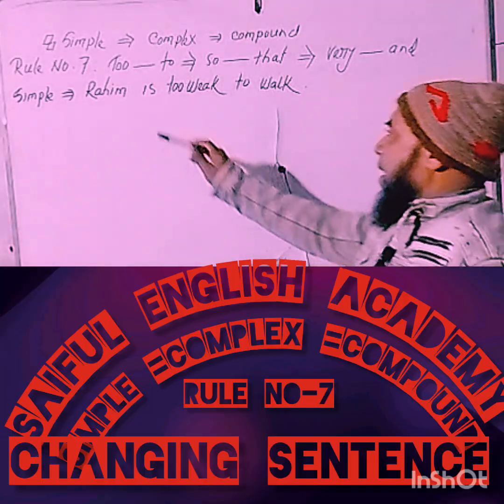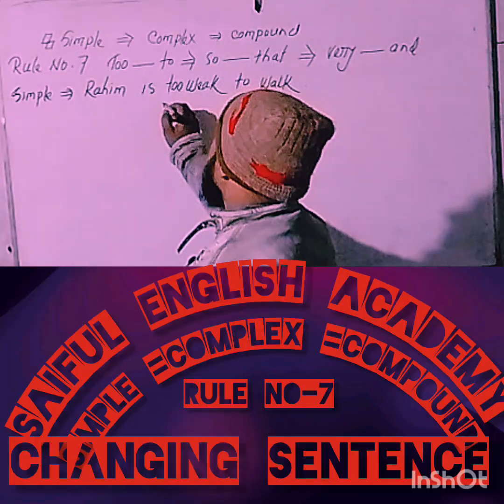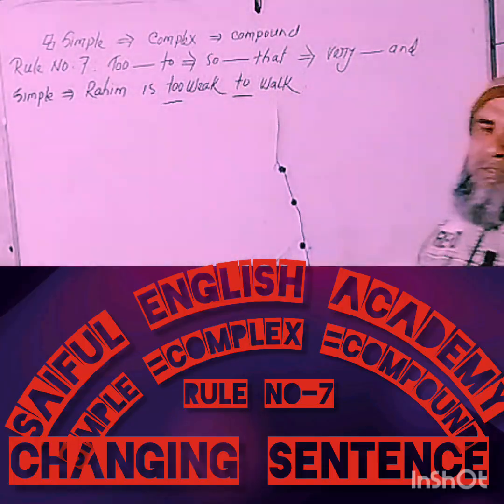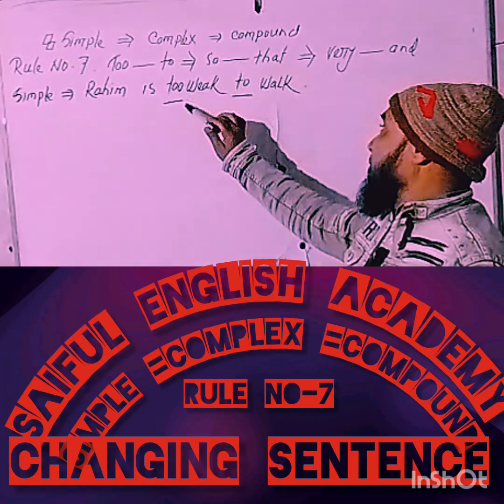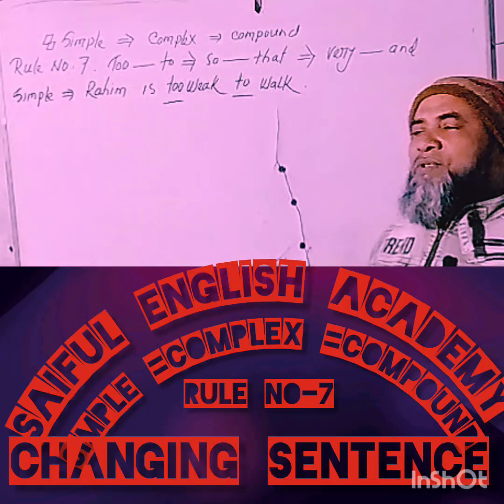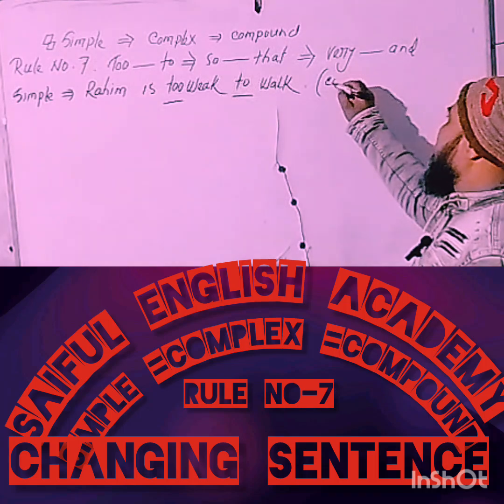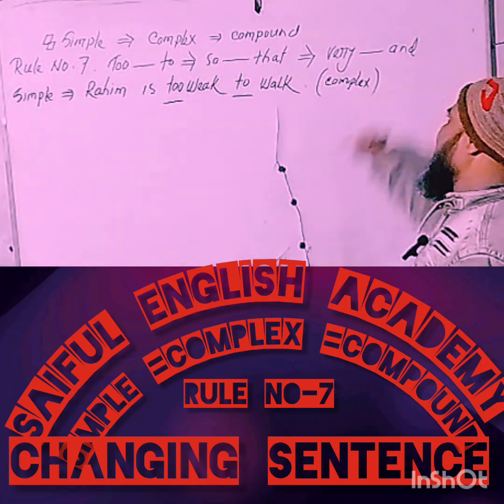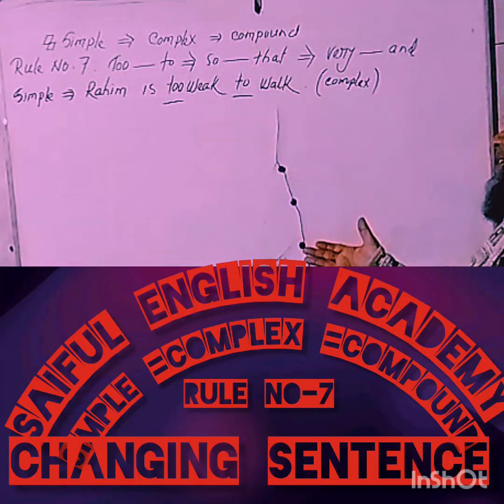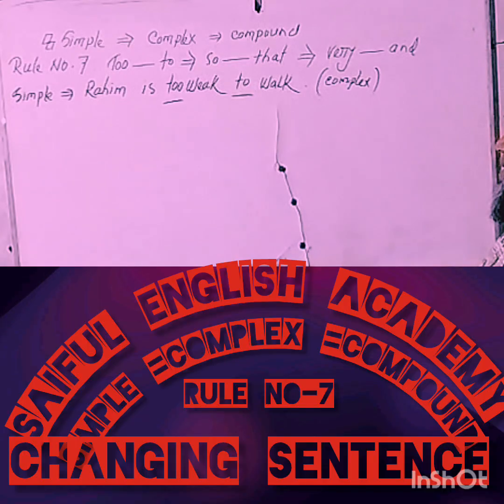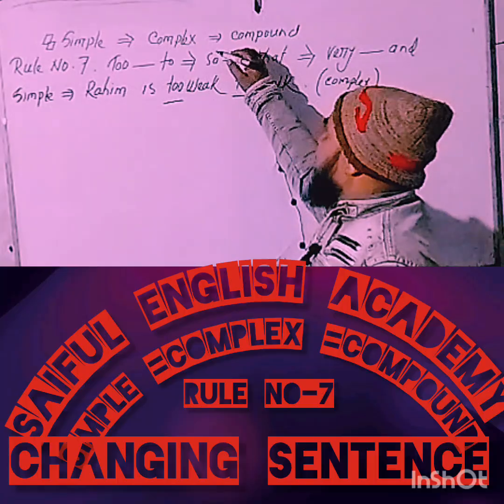Roy is too weak to work. Take a look at the board and try to understand what category of sentence this is. Of course, this sentence is a simple sentence because it is mixed with too...to. Suppose you are told to change this sentence into a complex sentence. What steps should you take to turn such a sentence into a complex sentence? I want to suggest that you have to use so...that instead of too...to.